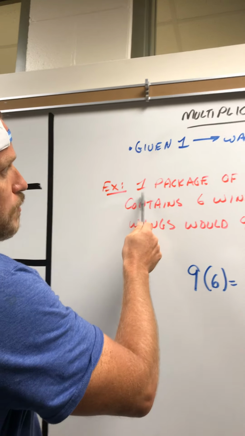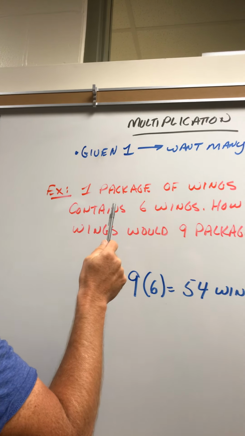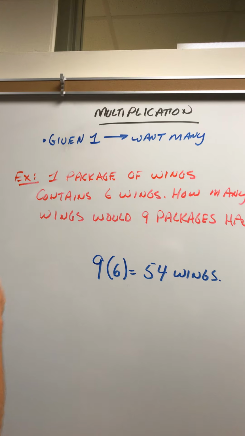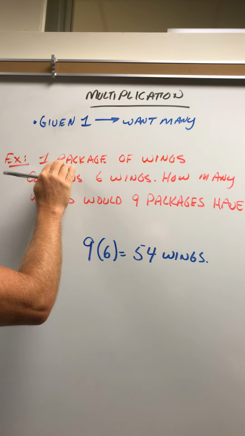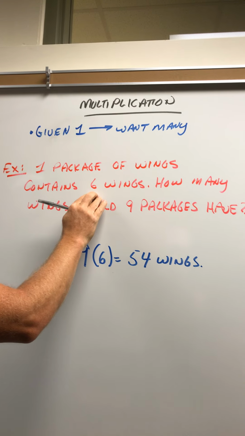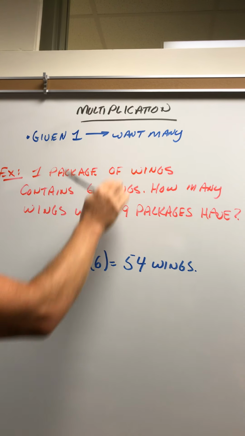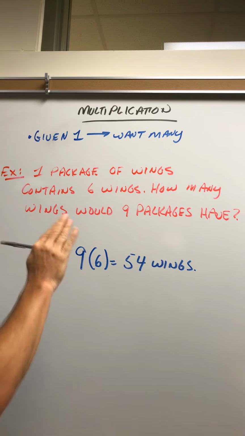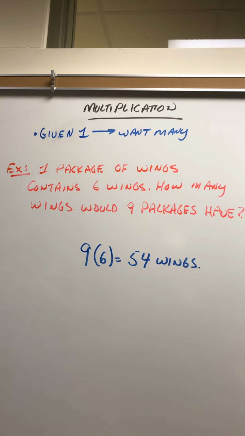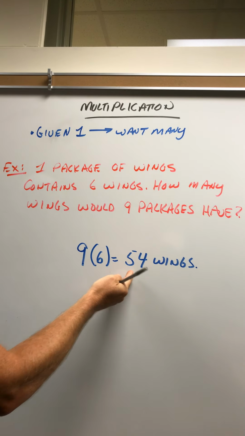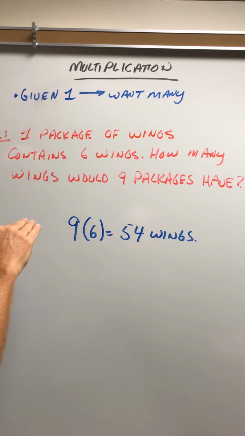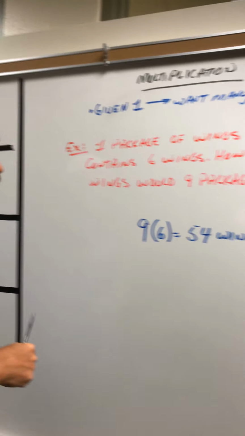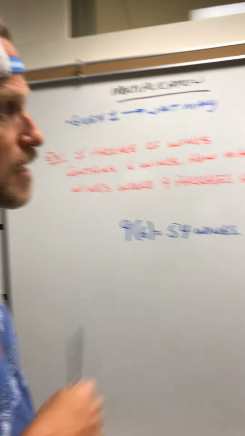So here's an example. One package of wings contains 6 wings. How many wings would 9 packages have? Well, this is an example of given one. They give you one package. You know that that has 6 wings. They want how many? Many. They want 9 packages. That's a dead giveaway that it's a multiplication problem. You're going to do 9 times 6. Okay? It's not subtraction, not addition, it's not division, it's multiplying. 9 times 6, you're getting 54 wings in that bag. So there's an example of a word multiplication problem.